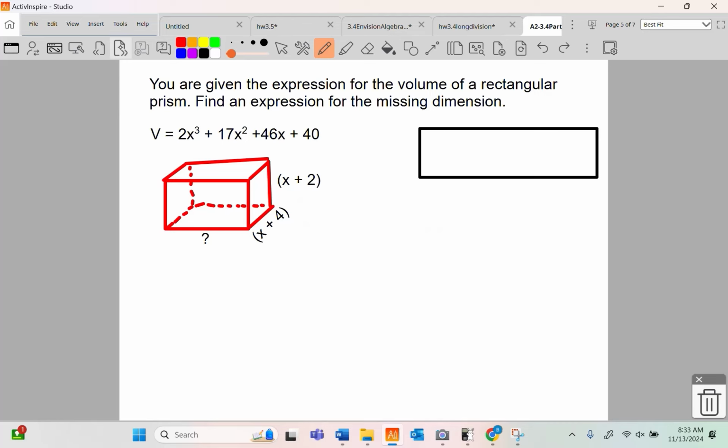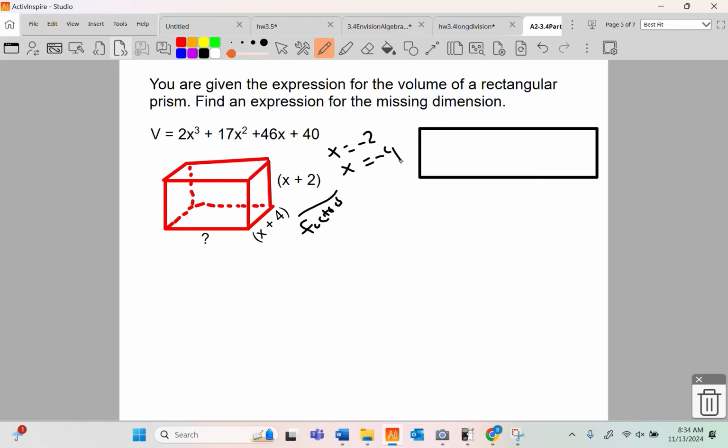What is x plus 4 to 2x cubed plus 17x squared plus 46x plus 40? It's a factor, that's right. These are the side lengths. They are also known as factors. So you actually have two known factors. These guys are factors. If these are factors, what are the two x values you already know? So I know that x is negative 2, and I know that x is negative 4.